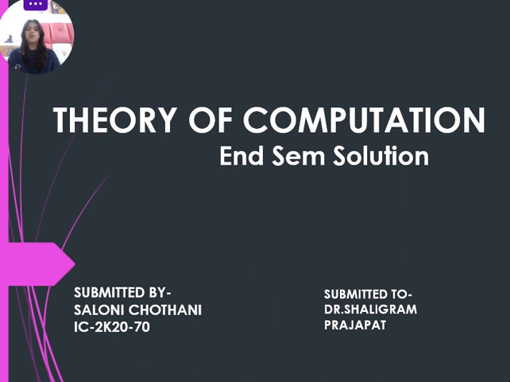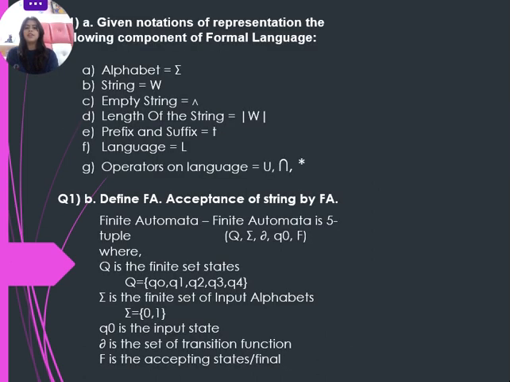In this video, we are going to solve the first question of Theory of Computation. Here we go. The first part of the first question is: give notations of representation of the following components of formal language. In this question, we have been given some components of formal languages and we have to tell the notations of the components in the way they are represented.